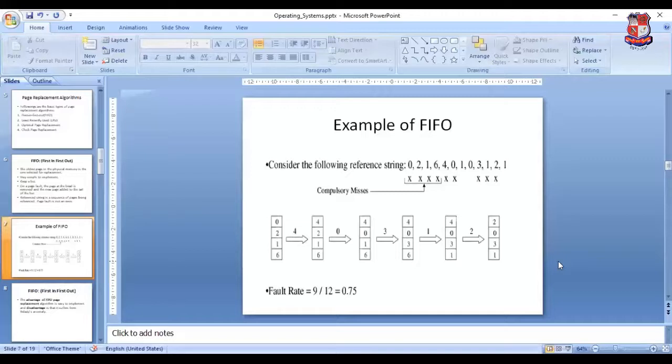Now we calculate the fault rate. Fault rate equals the number of page faults divided by the total number of references. Here the number of page faults is 9 and the reference string length is 12, so we get 0.75. Now if we want to calculate the fault ratio, we use the number of page faults divided by the number of references, multiplied by 100. So we get 75.